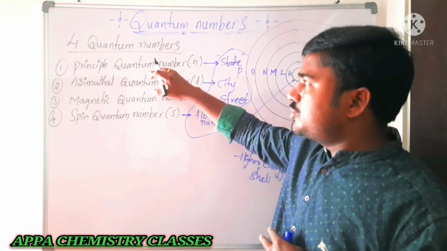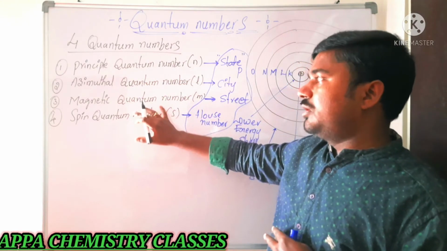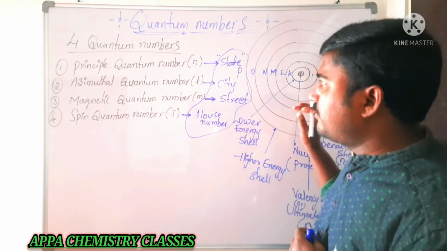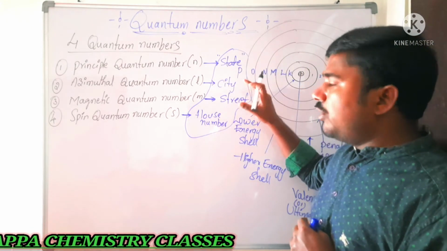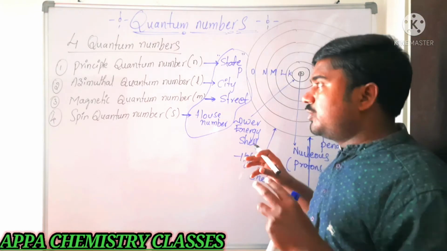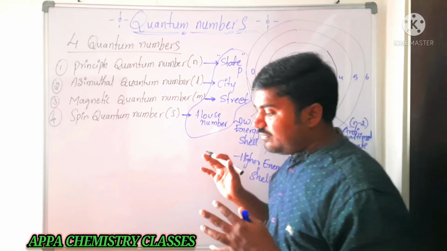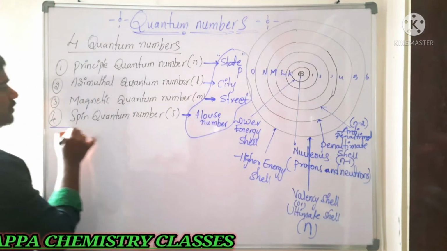Okay? What are those? Principal quantum number, azimuthal quantum number, magnetic quantum number and spin quantum number. To identify the position of an electron in an atom, we need 4 quantum numbers, just like to catch the thief we need 4 pieces of information. In that, first we are going to see the first quantum number.